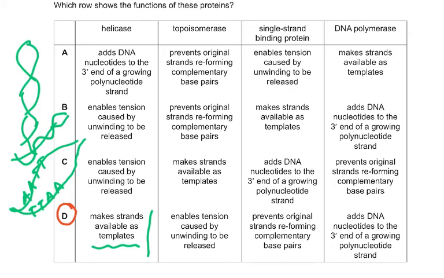So it enables tension caused by unwinding to be released, prevents original strands reforming complementary base pairs, and adds DNA nucleotides to the 3 end of a growing polynucleotide strand. So it's always in the 5 to 3 direction. Please understand DNA replication. It's always in the 5 to 3 direction.